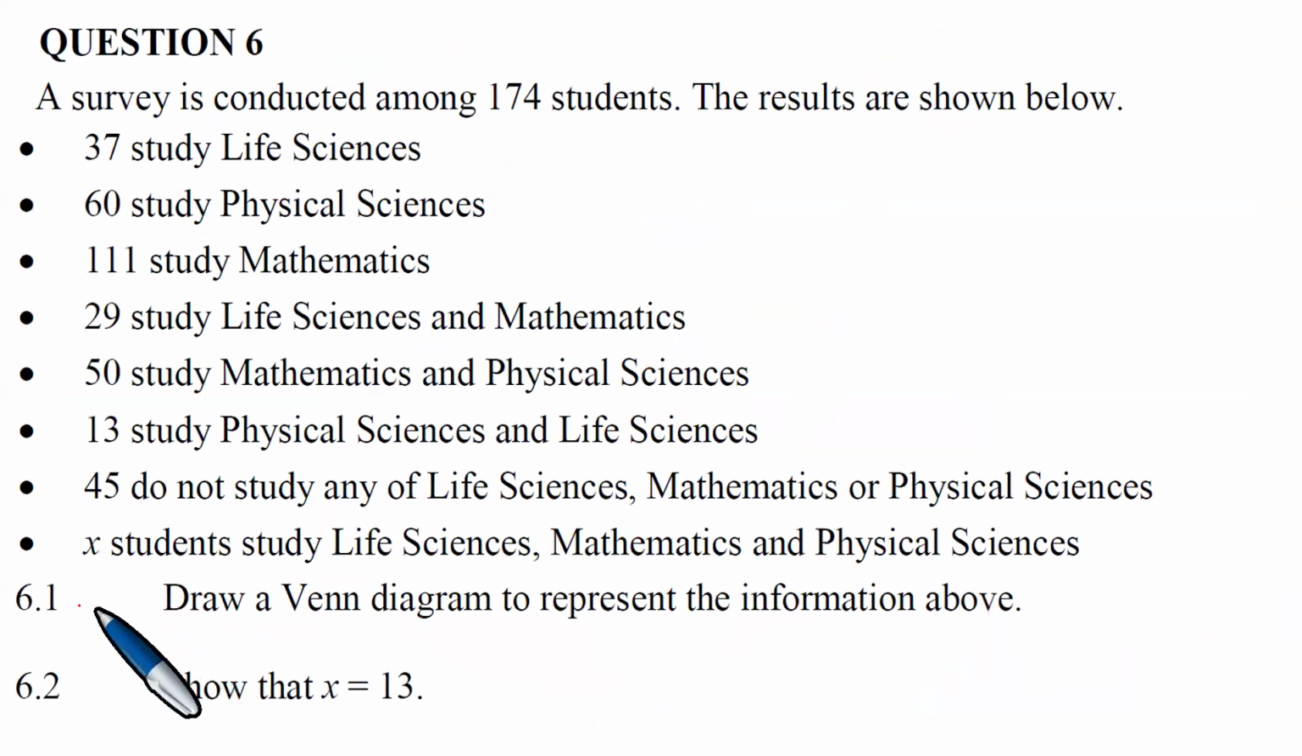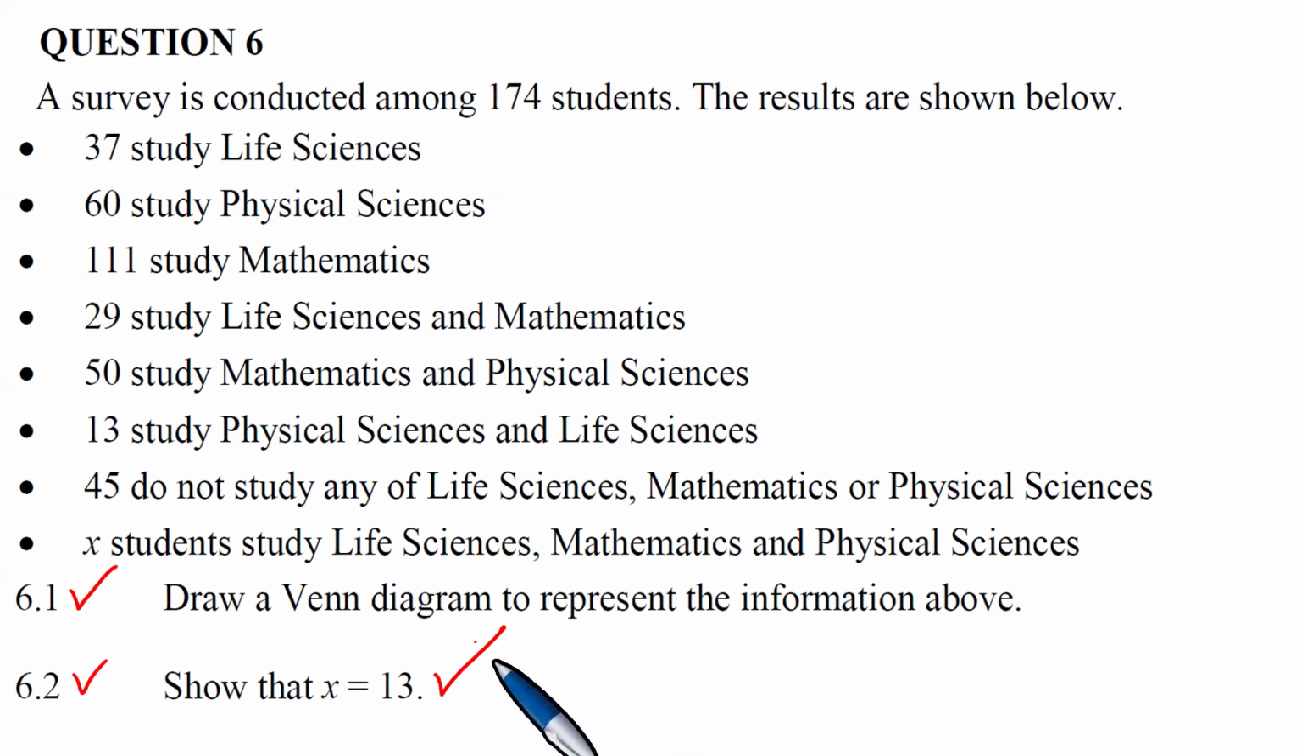Right, the first question in 6.1 was obvious: draw a Venn diagram to represent the information. We'll spend some bit of time there. Hang on, we're going to do more Venn diagrams, please. This was just one practice question, to help us remember this. But there are tons of questions on Venn diagrams. Now: show that x equals 13.